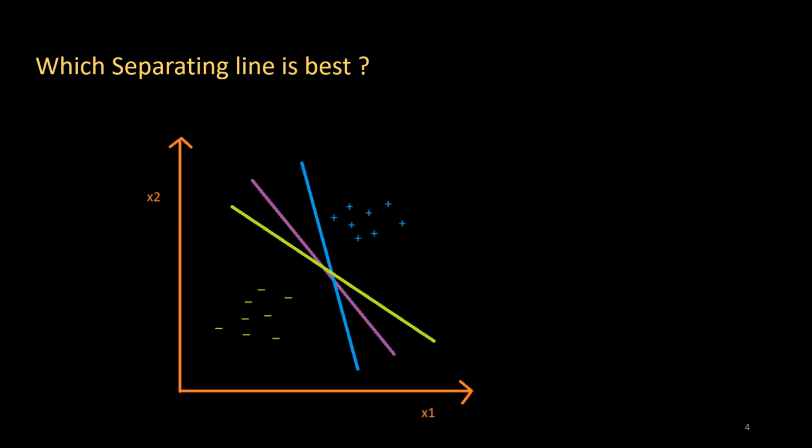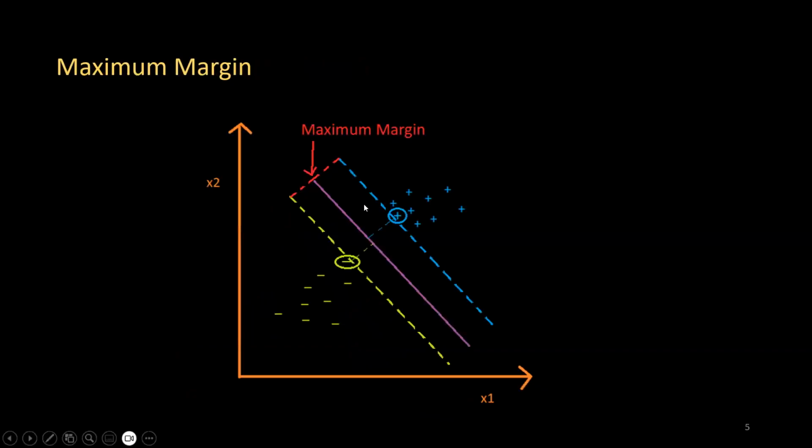So support vector machine is a classifier which finds the best line in order to separate the data set into the different classes. Here we can see that we have three lines, and we can also draw a large number of lines between these two classes in order to separate the classes. So which line is the best? Here we can see that the line with the magenta color is the best line. Why is this line the best line?